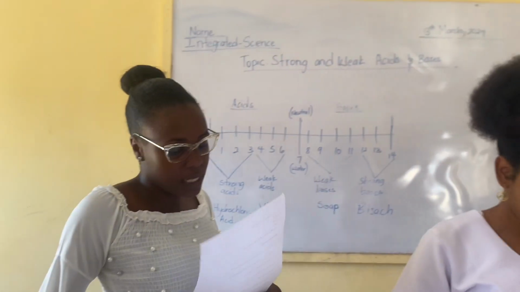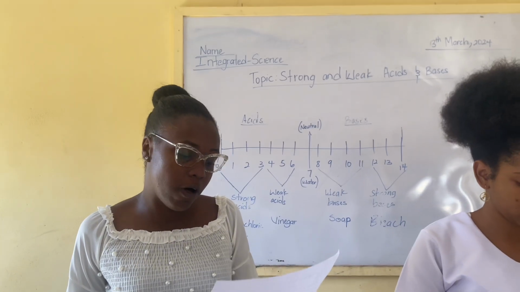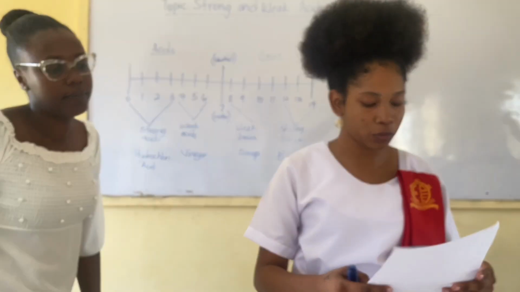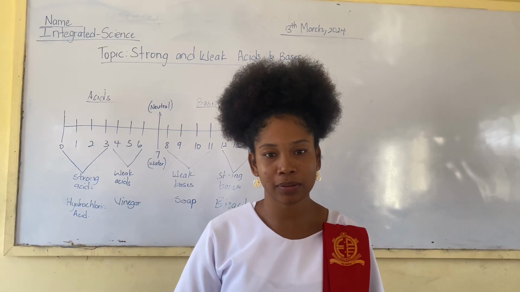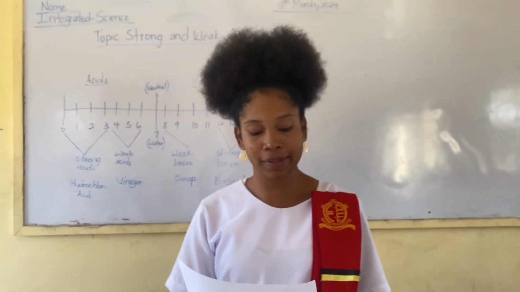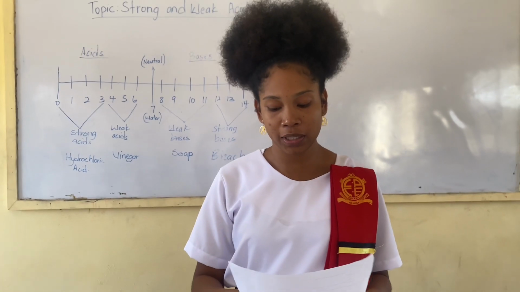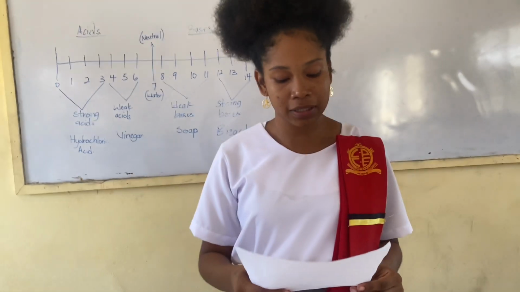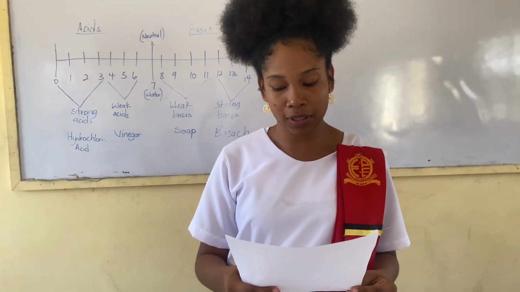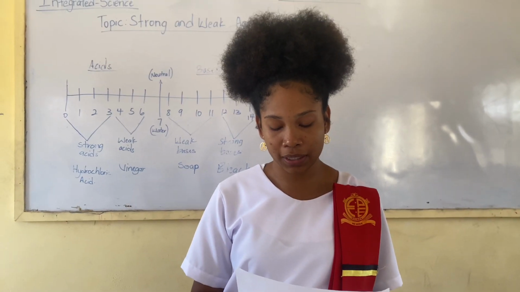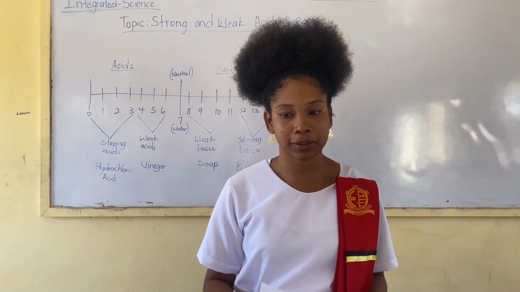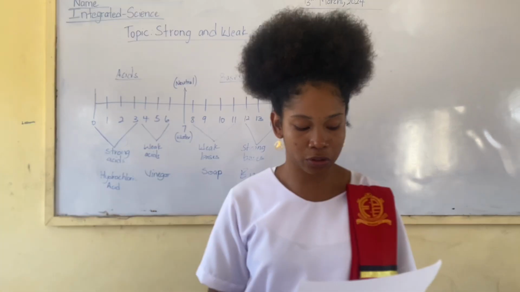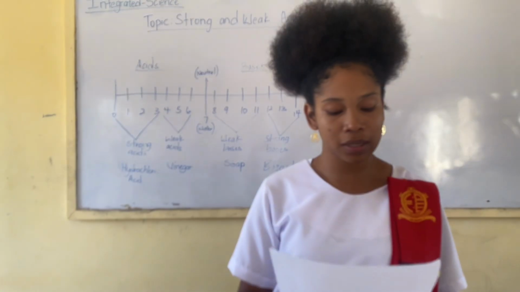Alright, so the next section is the true or false section. Now we are going to look at question 9. I'm going to read the statement and you're going to tell me if it's true or false. Strong acids and bases conduct electricity better than weak acids and bases. Is this true or false? Okay, very good, group 2. It's true.